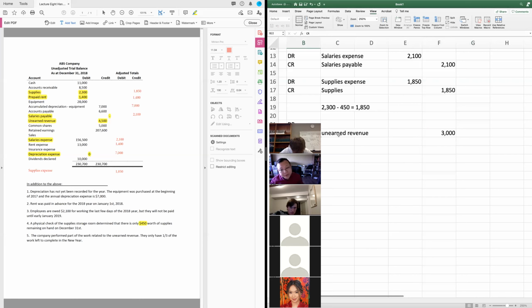Reduce? Wouldn't it lower your unearned revenue? So unearned revenue is a liability, right? If you credit a liability, you increase the balance. If you debit a liability, you reduce the balance, right? So you change your mind: you debit unearned revenue for 3,000. And what do you credit?